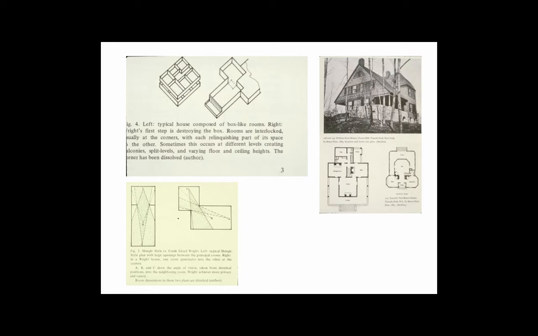So the traditional house had boxy rooms for predetermined functions. Wright gives an open, flowing plan. And he adopts this from the shingle-style houses of Bruce Price. And again, we'll look at that in 2 weeks.